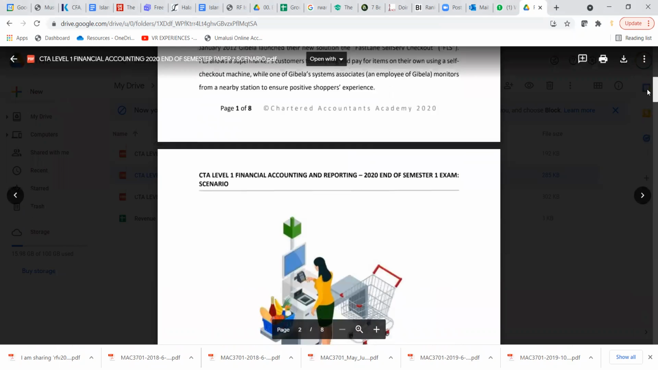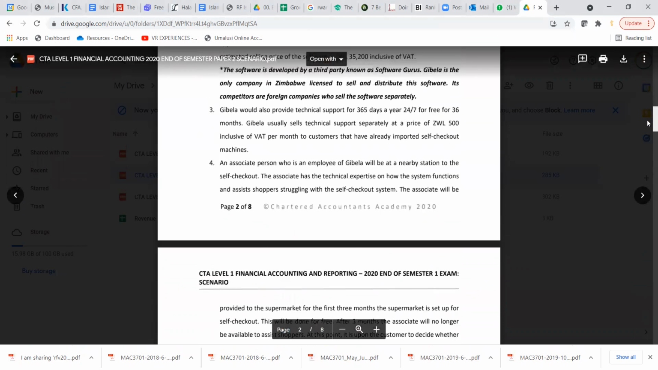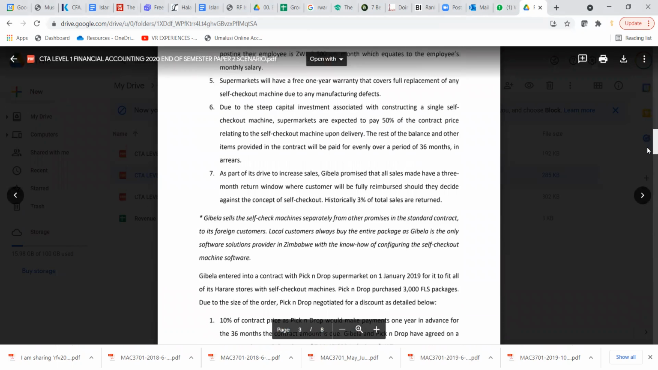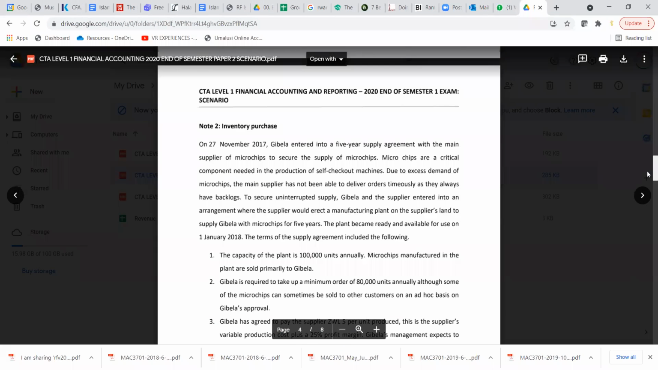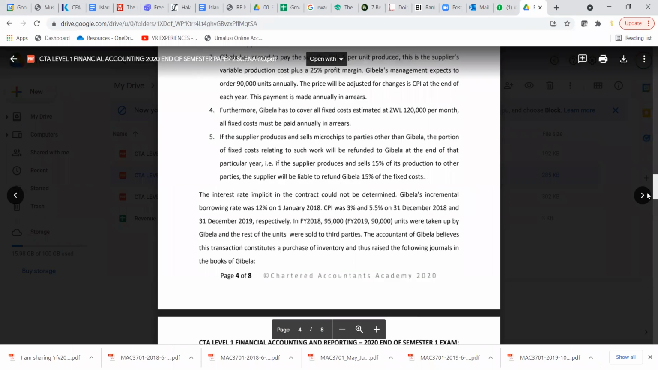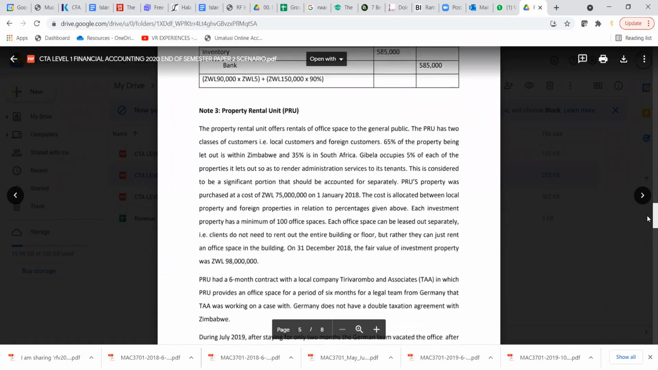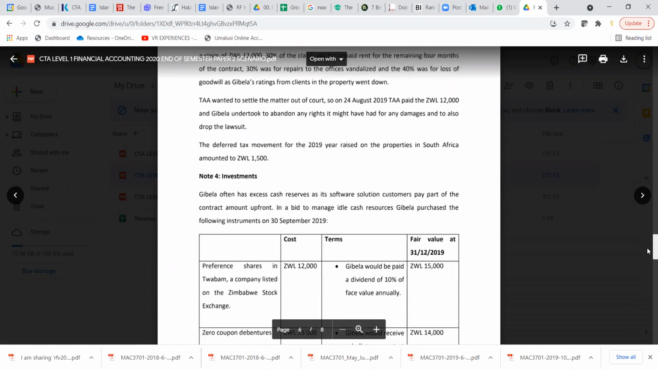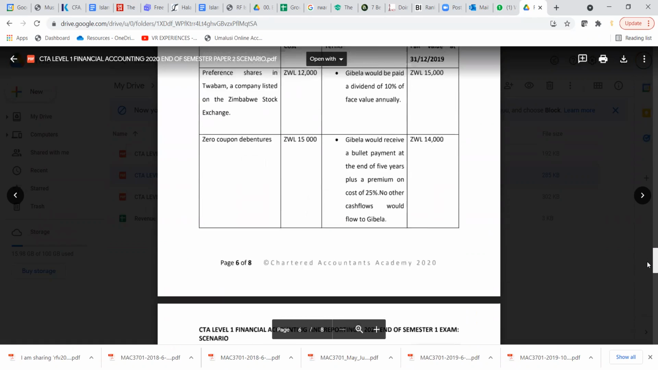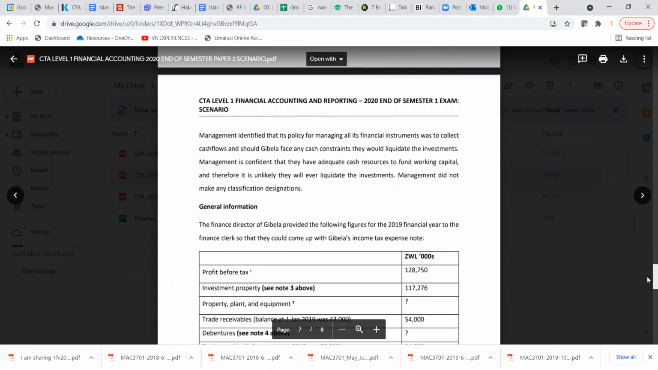So let's go with note number 4 now. I just want to get a tissue quickly for my nose. For some odd reason, whenever I tutor, my nose becomes a problem.